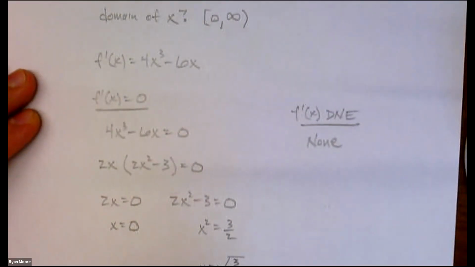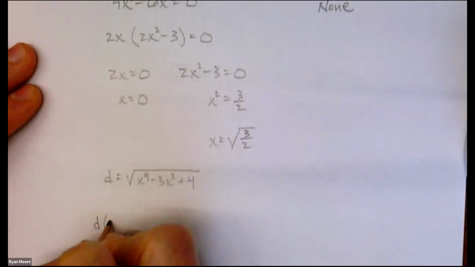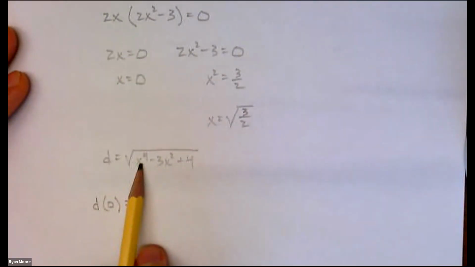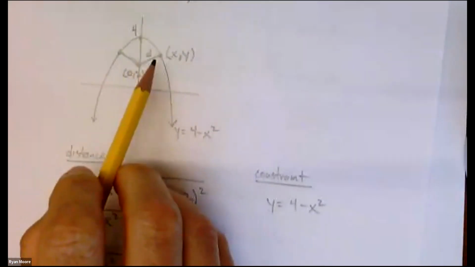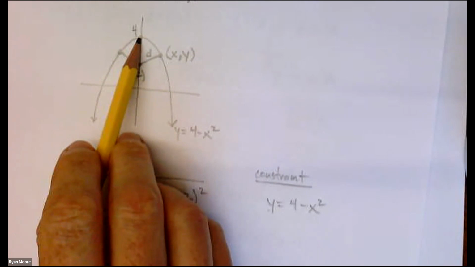Let's do that. D equals square root of x to the 4th minus 3x squared plus 4. Plugging them into D of 0, what would that be? Well, 0, 0, 4, square root is 2. Okay, yep. We knew this already, right? If we made x 0, then the distance from the point up to there would be 2. Makes sense.